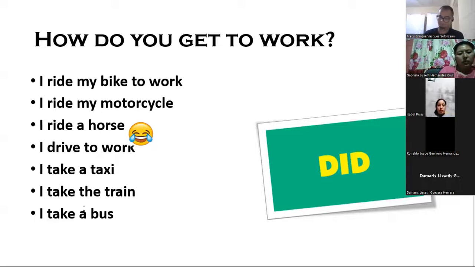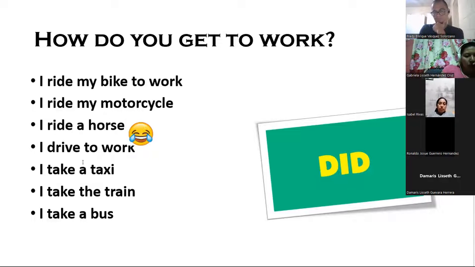Si yo digo a bus, es cualquier bus. Pero si yo digo the bus, hay un bus específico que me lleva, ¿sí? The bus or a bus. Entonces, veamos. Los verbos. Ride sería para bike, motorcycle, horses, patineta, ¿verdad? Skateboard. Ese es ride. Okay. Drive es que yo manejo mi carro. Yo tengo un vehículo y yo manejo el carro. Okay. Sea suyo, sea de su pareja, usted dice, I drive to work. No es necesario que diga, I drive my car. Okay.